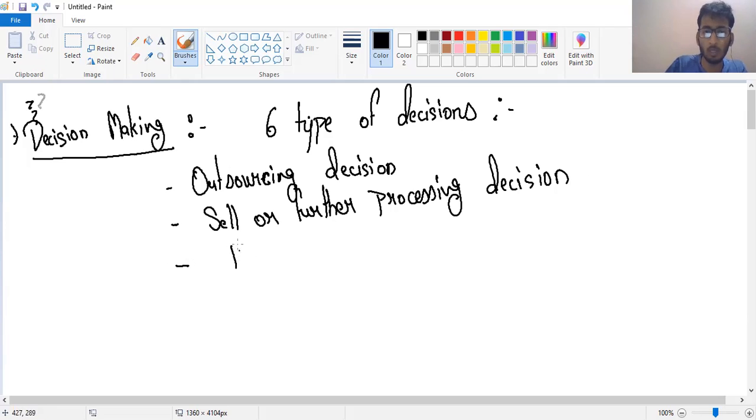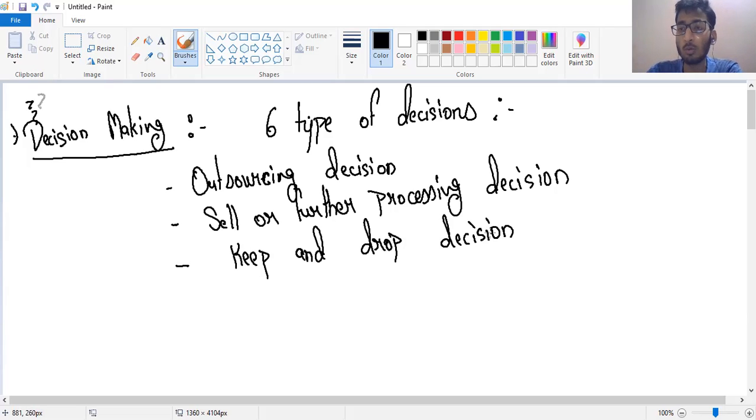The third type of decision could be keep and drop decision. Now, what is keep and drop decision? Suppose I have some business unit, or I'm making three products, whether I should continue with all three, or I should discontinue some specific one just because I'm getting a loss out of it. So this decision would be keep or drop decision, whether I should keep everything which I have or I should drop a certain specific thing just because I am not able to make good in that.